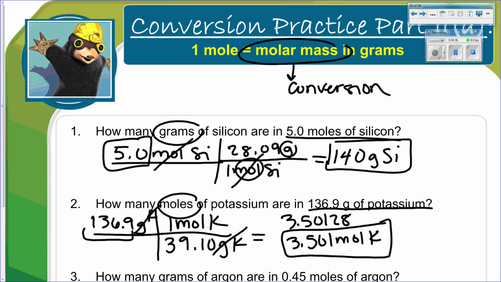People get very obsessed over which one goes on the top of the line or the bottom of the line. That's not what's important. Remember, this is a ratio. It is something that can be interchangeable, and you always want to make sure you can cancel off like units.